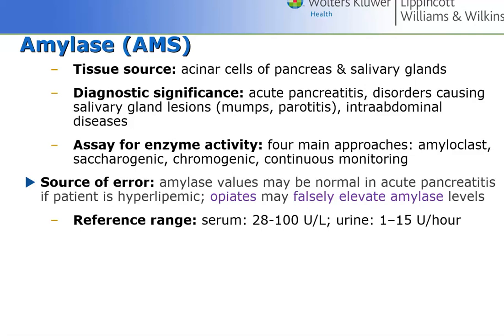Amylase is made by your salivary glands and it's made by your pancreas. You have two parts of your pancreas. You have the islet cells and you have the acinar cells. So you have the pancreatic acini, you have the pancreatic islets. All of the enzymes come from the acini. The islet cells are the ones that do the other stuff, that glucagon and insulin thing. You guys remember that, I hope.